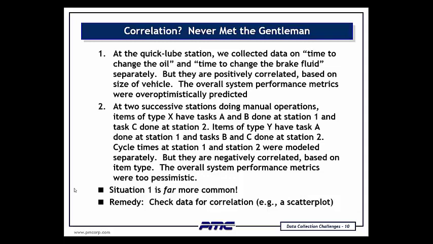And these are 2 examples of many I've had to watch out for before the project had trouble. One happened at the Quick Lube station. That was a project not too long ago. They're positively correlated. Bigger vehicle, more oil to drain out, more brake fluid to drain out. And if the positive correlation is there and not accounted for analytically in the simulation model because it was overlooked, you're going to overestimate your typical system performance metrics.